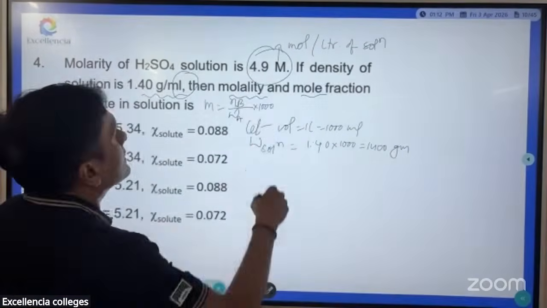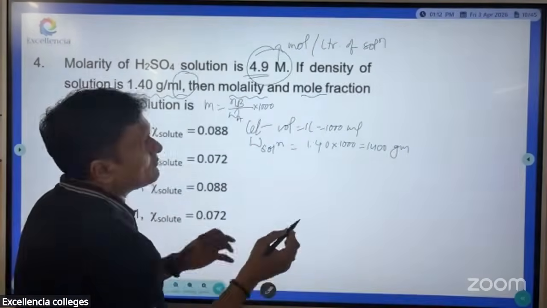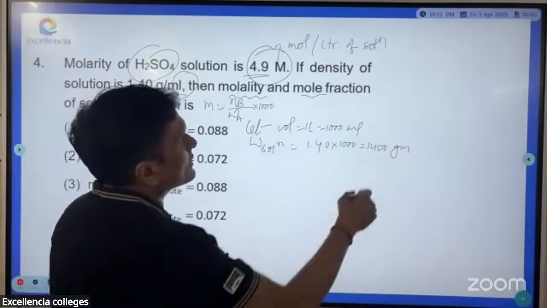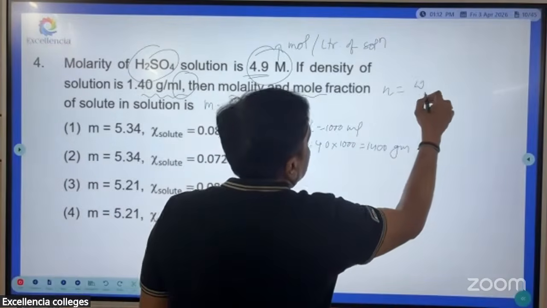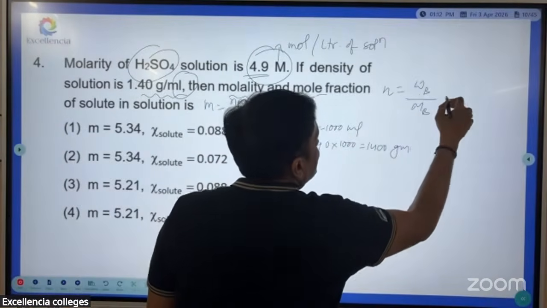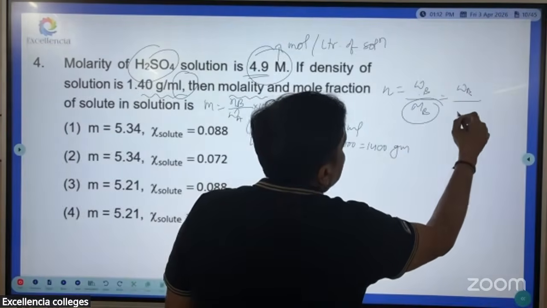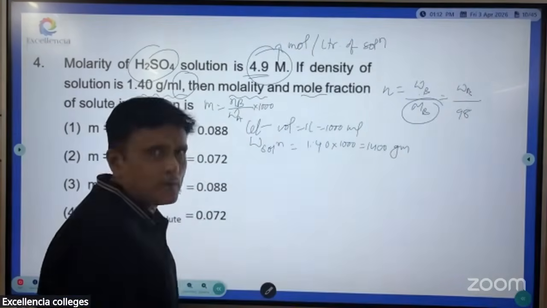Now we look at this. 4.9 is the number of moles of the solute, which is H2SO4. Number of moles formula: weight of the solute divided by molecular weight of the solute. So the weight of the solute you need to find out by molecular weight of the solute, which was found to be how much? 98. All right.